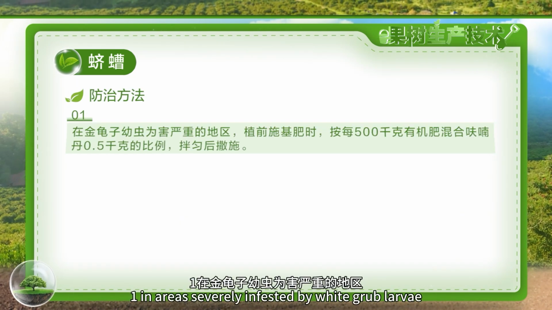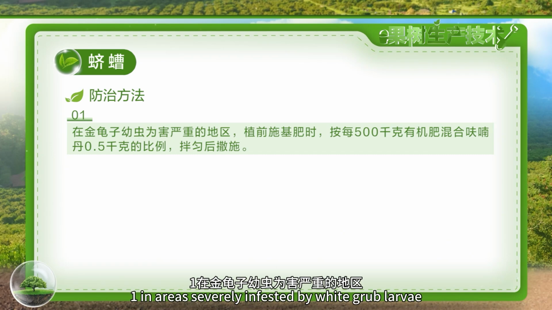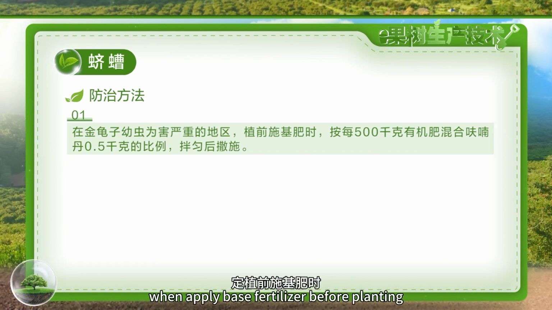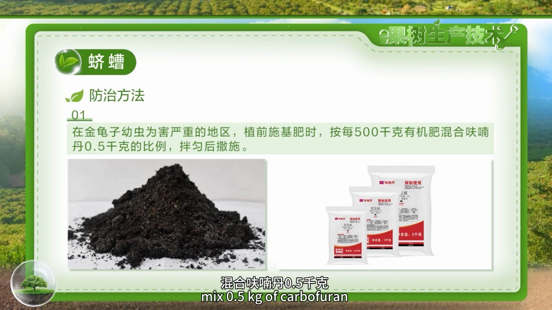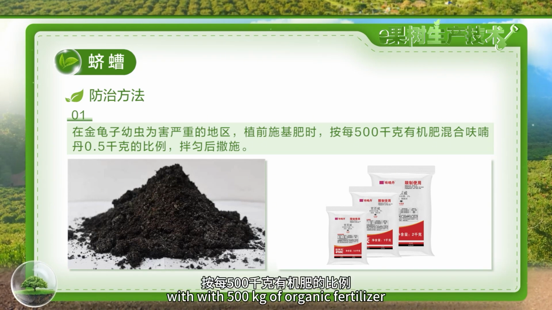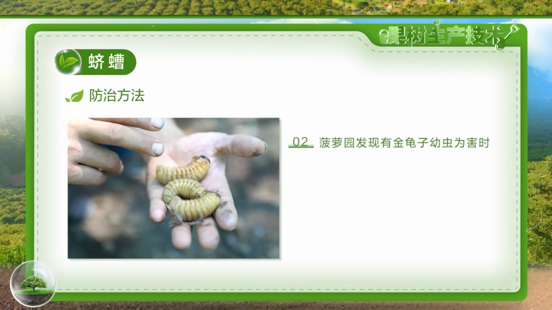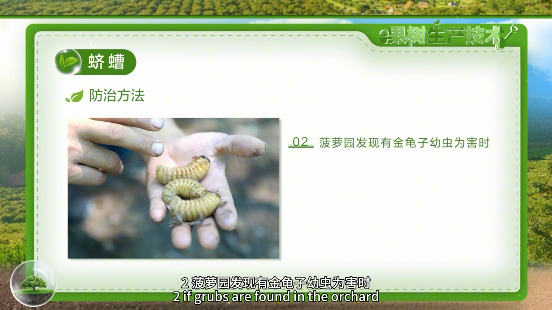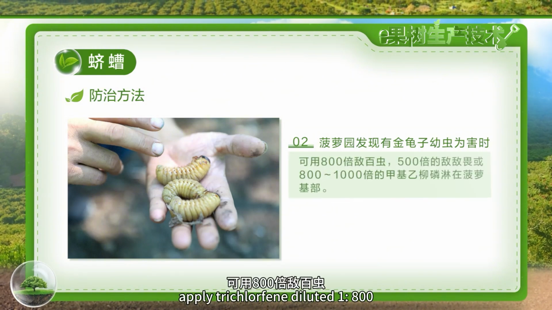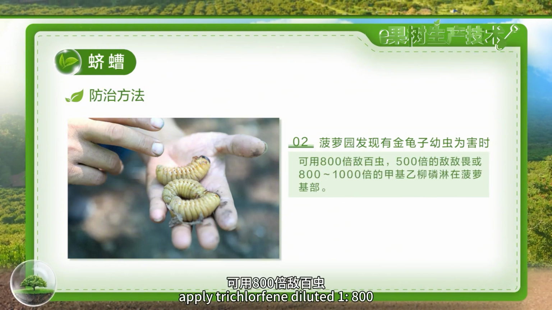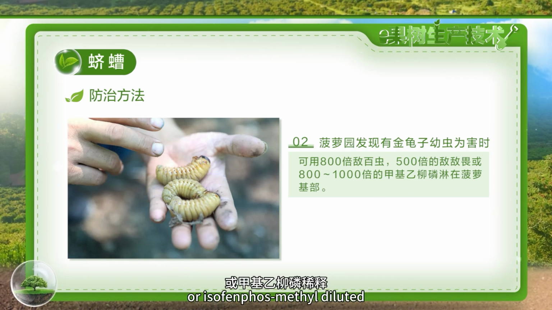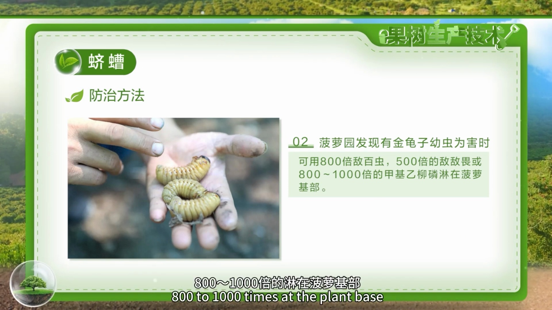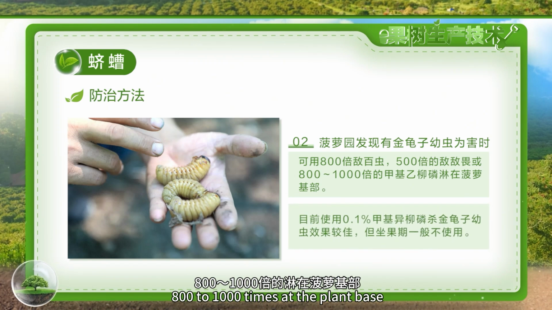1. In areas severely infested by white grub larvae, apply base fertilizer before planting. Mix 0.5 kg of carbofuran with 500 kg of organic fertilizer and spread evenly. 2. If grubs are found in the orchard, apply trichlorphene diluted 1 to 800, DDVP diluted 1 to 500, or isofenphos-methyl diluted 800 to 1000 times at the plant base.